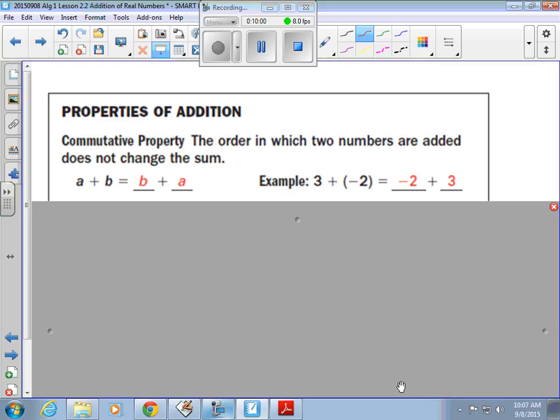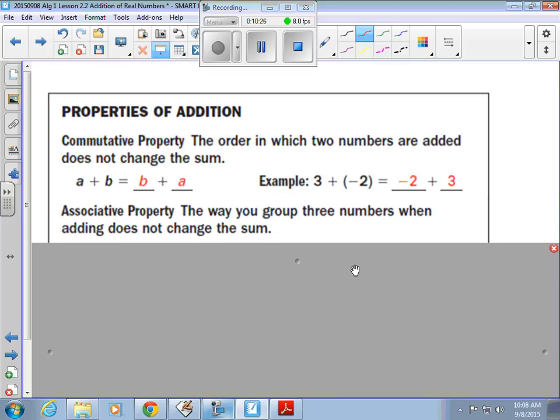So A plus B is the same thing as B plus A. They commuted positions. A was first at the beginning. B was first after the equal sign. 3 plus a negative 2 can commute. Negative 2 can move to be first, and 3 can be second. That's all commutative is. When they move, nothing changes. They just move positions, from one spot to another spot, like people commuting in a car.